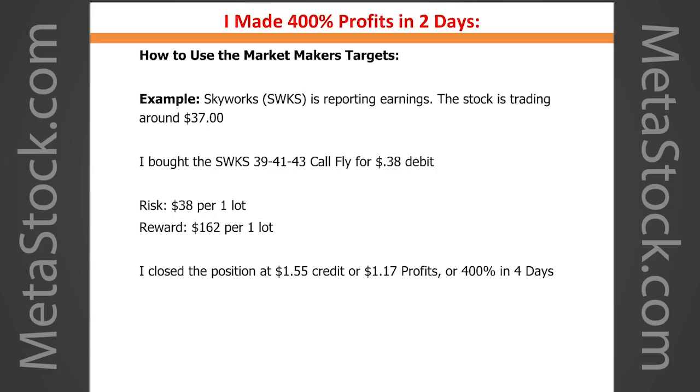I closed this position out at $1.55 credit to me, or $1.17 profit, 400% profit in 4 trading days. Actually, I think it was Tuesday to Friday, so Wednesday, Thursday, Friday, 3 trading days. I had a trade in Twitter, and I put this trade on in Twitter. Very, very similar situation. Twitter was trading $43.50. The at-the-money weekly straddle, at-the-money call, at-the-money put, was priced at $6, okay?